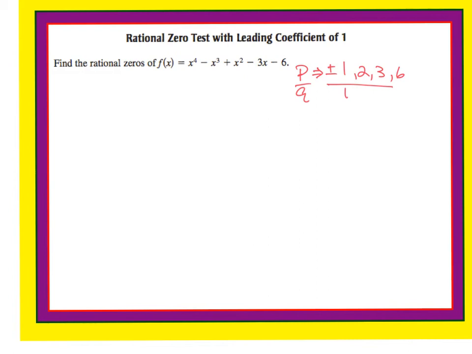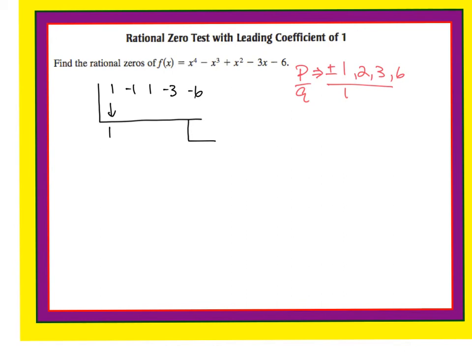So now we're just going to start making our synthetic. So I'd have a 1 for my positive x to the 4th, a negative 1 for my x cubed, a positive 1 for my x squared, a negative 3, and a negative 6. What do we want our remainder to be? 0. We want it to be 0.